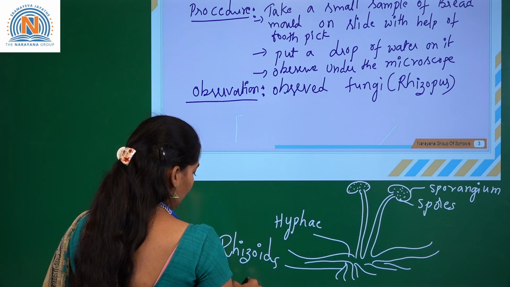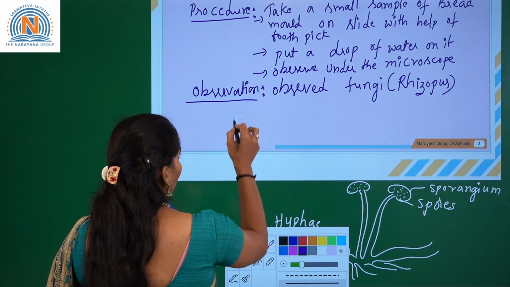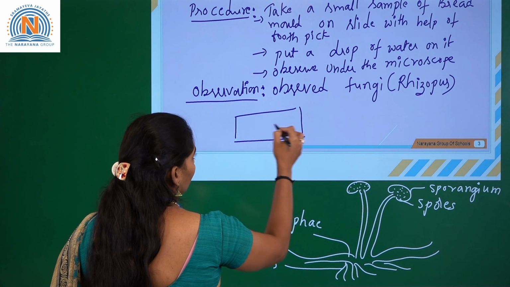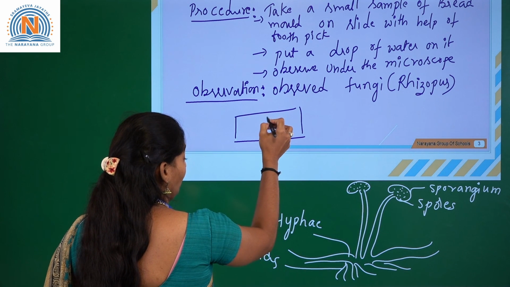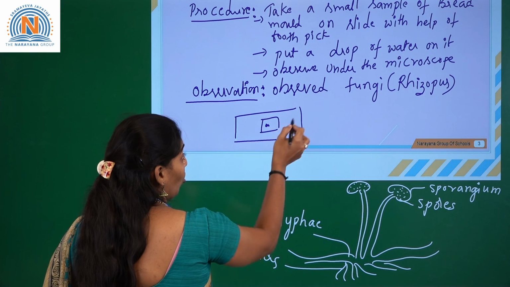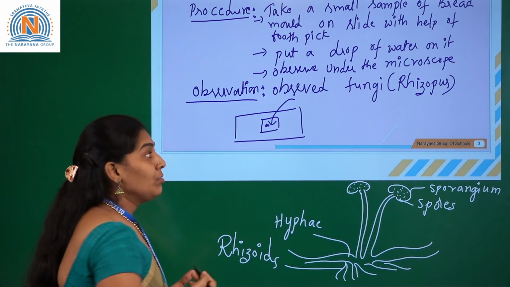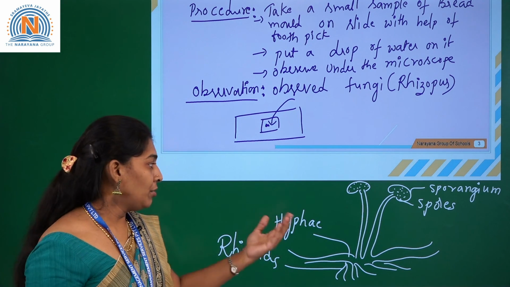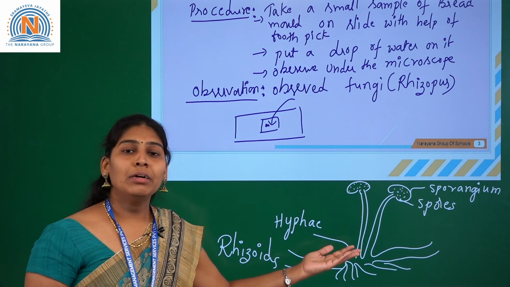Okay, so if you see the sample on the slide, add a drop of water, then we can observe it under the microscope. If you see that, then the rhizopus will appear like this.